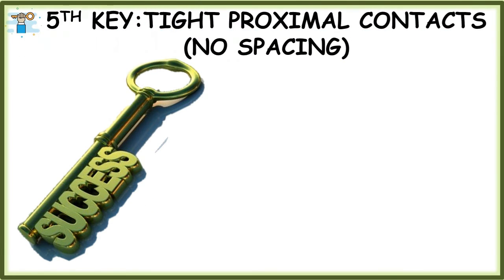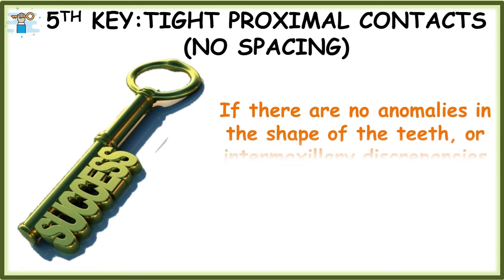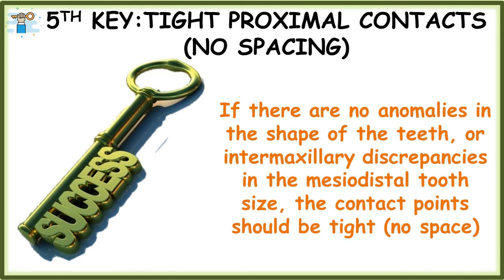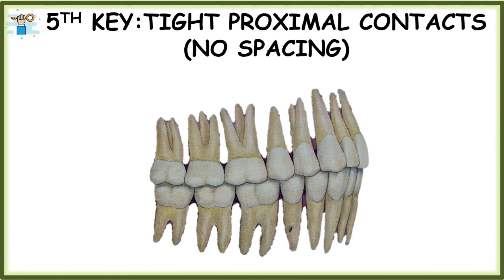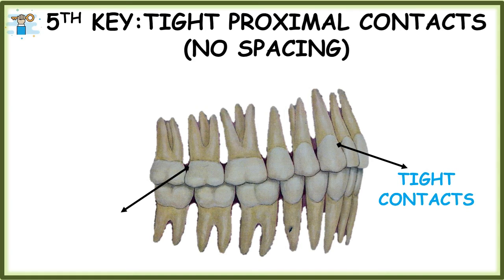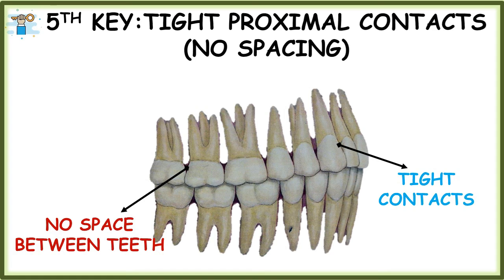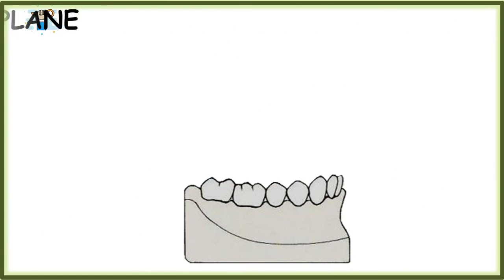Next key is tight proximal contacts, meaning no spacing. If there are no anomalies in the shape of the teeth or intermaxillary discrepancies in the mesiodistal tooth size, the contact point should be tight, meaning there is no space. As you can see in the figure, the contact points are tight, there is no spacing between the contacts or between the teeth.